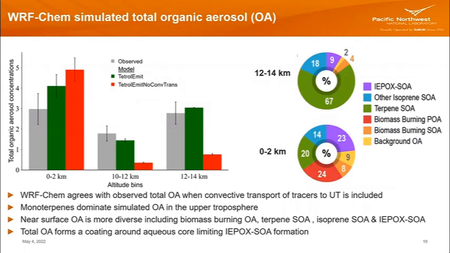So this is just the breakdown of organic aerosols, right, in the pie chart. Near the surface you have 20% IPOX SOA, and in the upper troposphere you have 10% from the model. But there is other isoprene SOA which is not going through the IPOX pathway. That's just gas phase chemistry, isoprene reacting with OH, ozone and nitrate radicals and forming SOA, but that does not need the aqueous phase chemistry pathway. And then you have monoterpenes and sesquiterpenes, lumped into the terpene SOA category. Near the surface, you also have biomass burning primary and secondary organic aerosol. But in the upper troposphere, at 12 to 14 kilometers, we see much less biomass burning contribution.